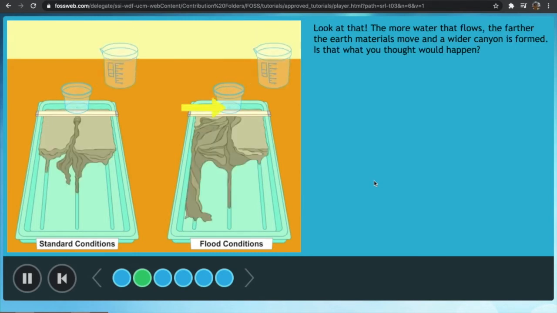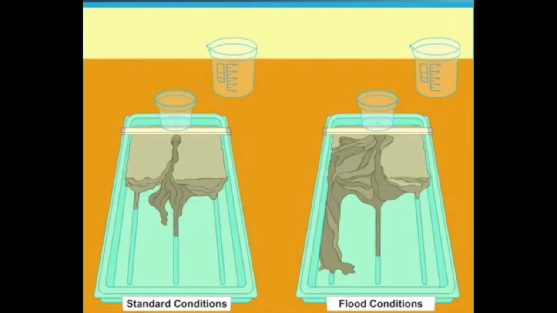Look at that. The more water that flows, the farther the earth materials move and a wider canyon is formed. Is that what you thought would happen? On page 17, you will now record your observations. You will record what happens for the standard table. You will now draw what happens in flood conditions on the second table.